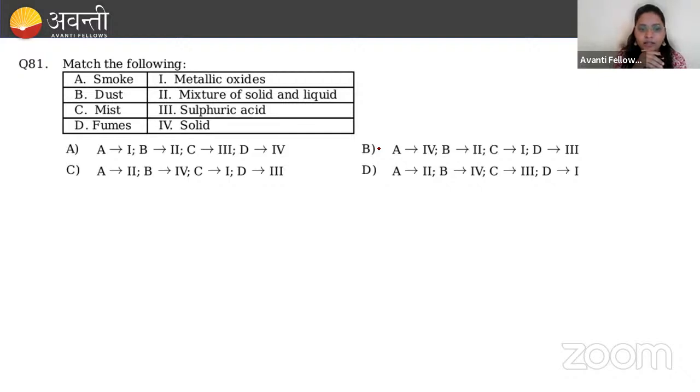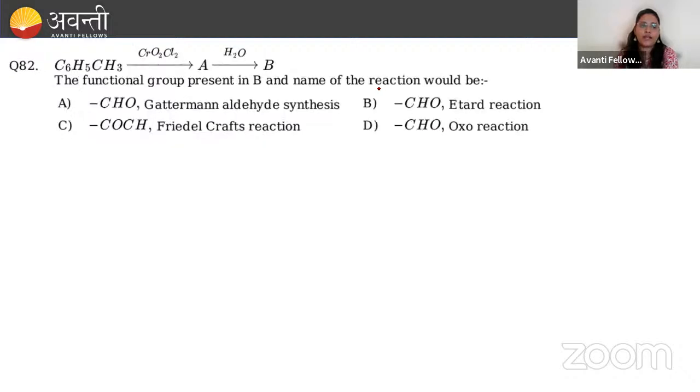Dust क्या होता है? Yes, dust solid particles होते हैं. Mist क्या होती है? Yes, it is sulfuric acid. So यहाँ पे हमारा correct answer क्या होता है? Option D. Do you have any answer about this? Yeah, can you tell me the answer? Okay, let's move on to the next problem.